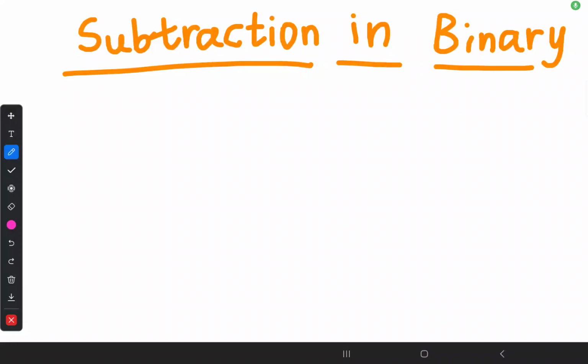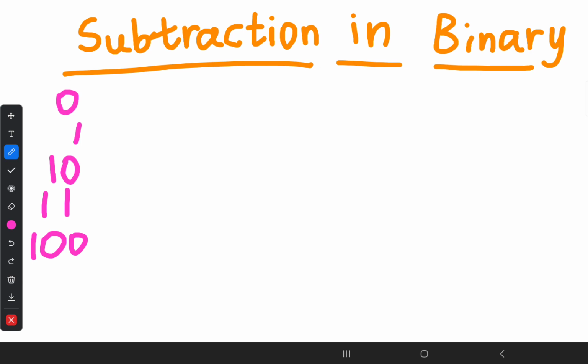In subtraction of binary numbers, you should consider the binary order. Okay, binary order. We know what our binary order is first: 0, then 1, then 10, 11, then 100. Likewise, this is the priority order of binary numbers.